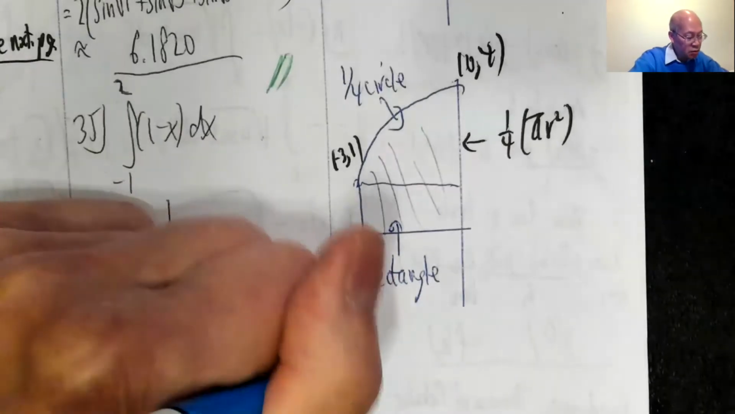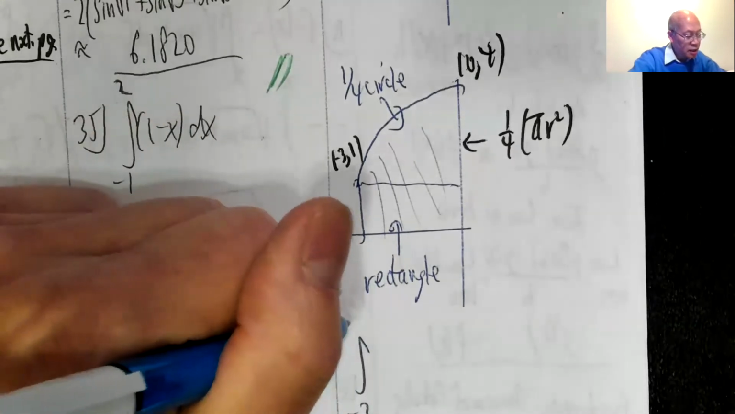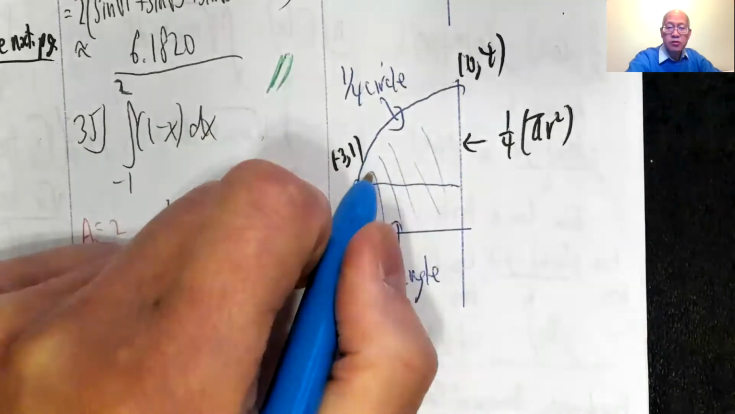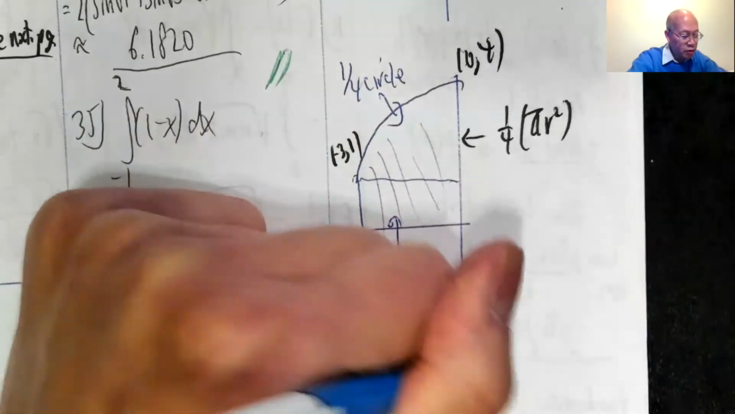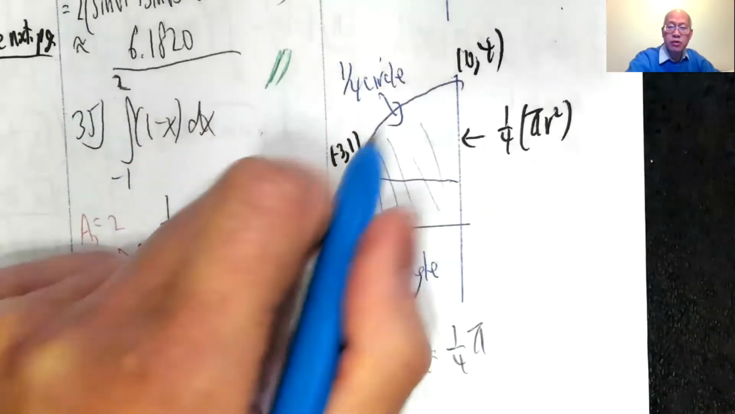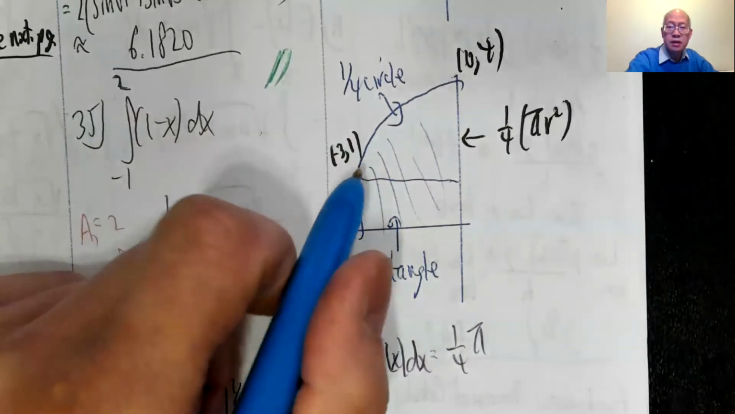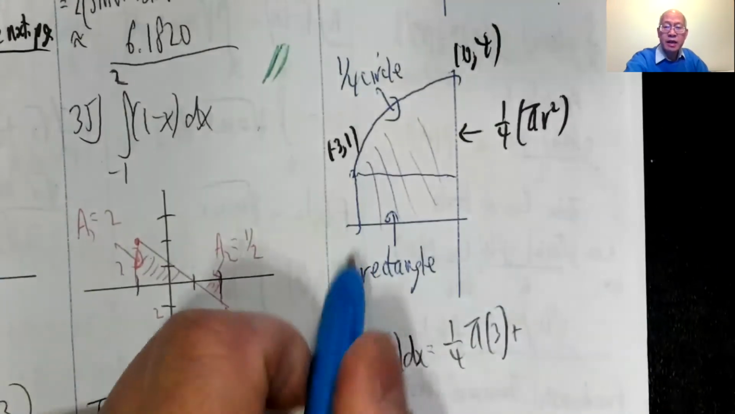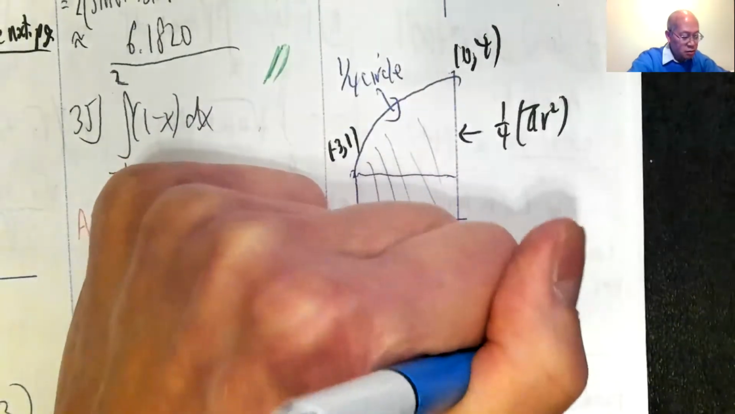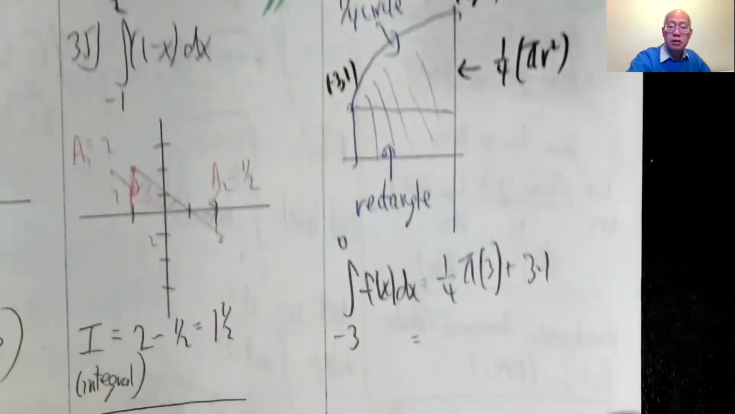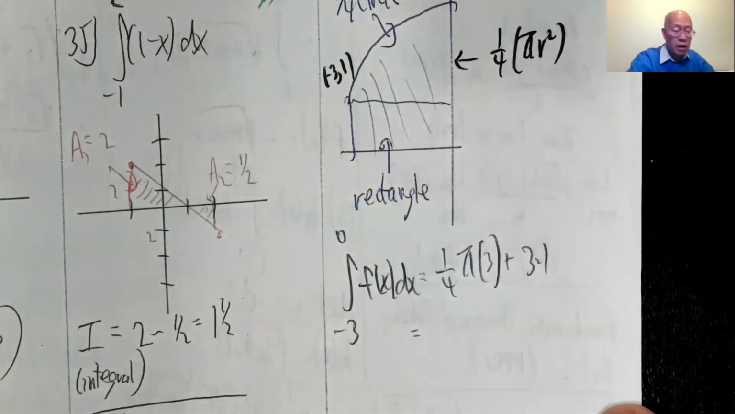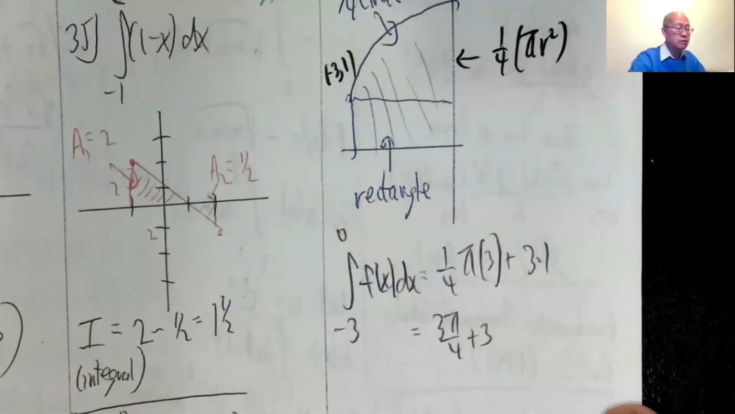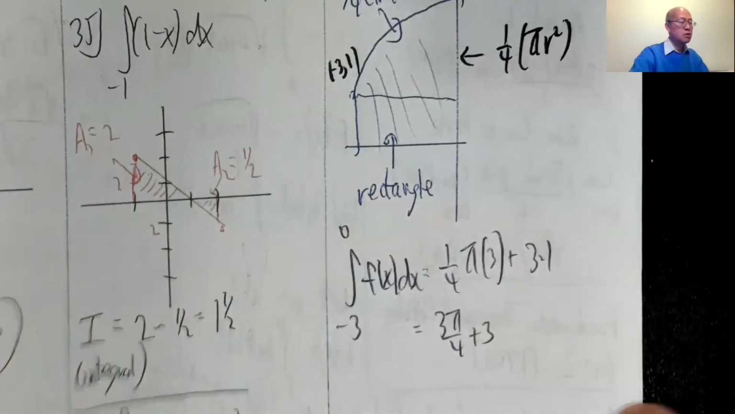Okay, so the integral from -3 to 0 of f of x dx is, this is 1/4 of a circle, so 1/4 of pi times the radius squared. The radius is 3. And then this is a rectangle, which is 3 by 1. Okay, so that comes out to be 3 pi over 4 plus 3. Final answer. Okay.